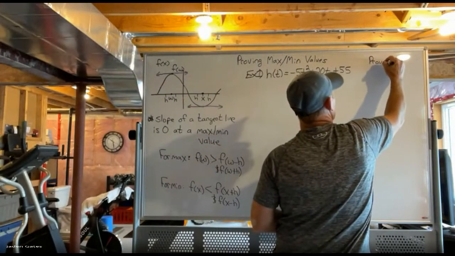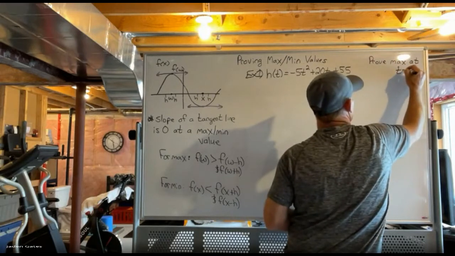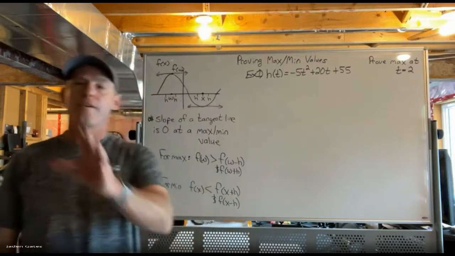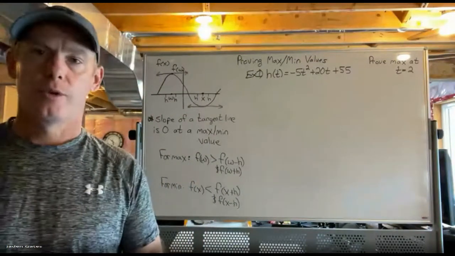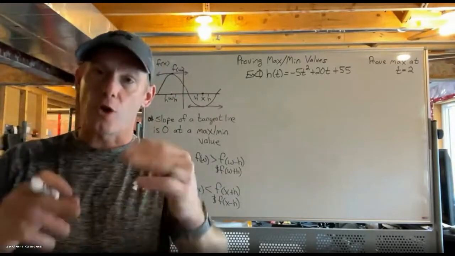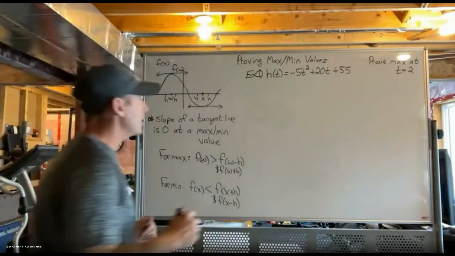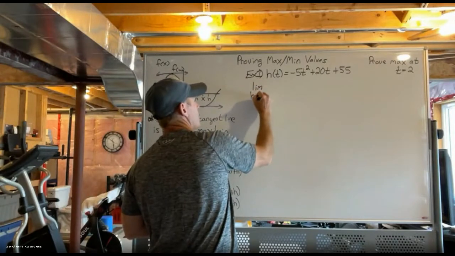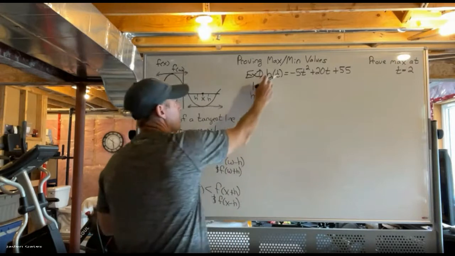So we're going to prove max at t equals 2. What we're going to do is find the instantaneous rate of change at 2. It has to be 0 to prove that it's a max or min, and then we're going to prove that it's actually a max. So we're going to find the limit as h approaches 0.